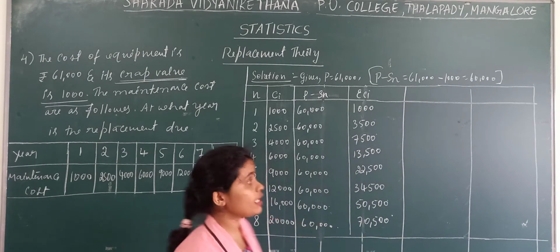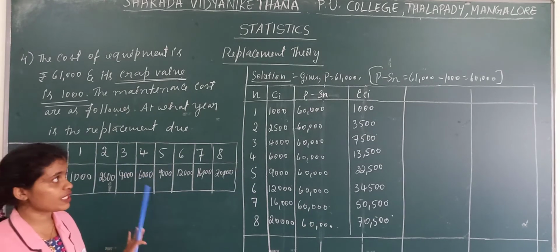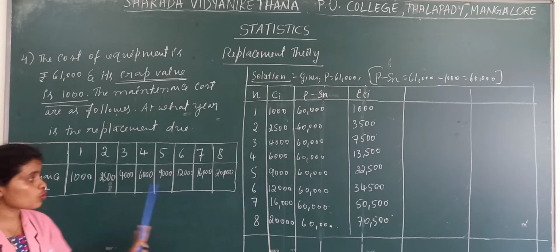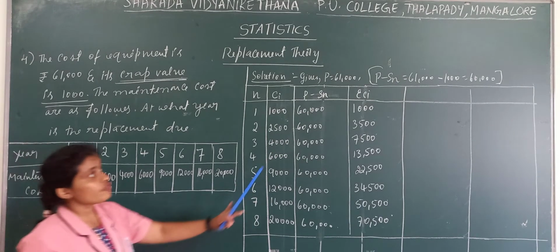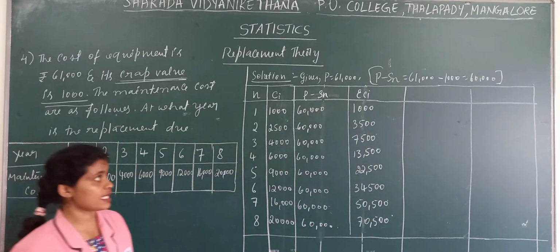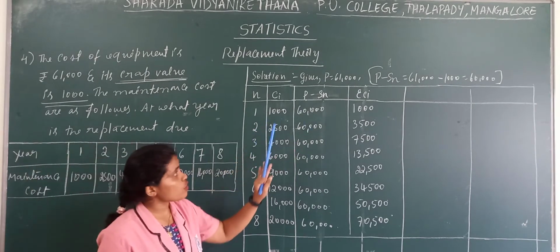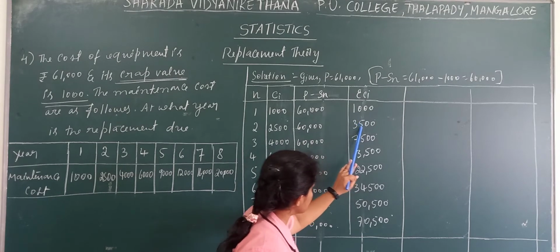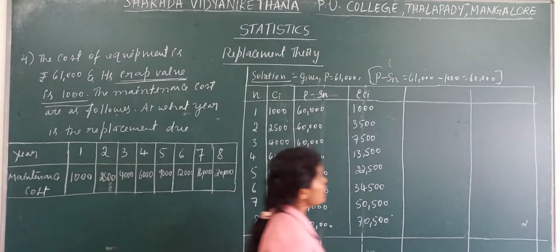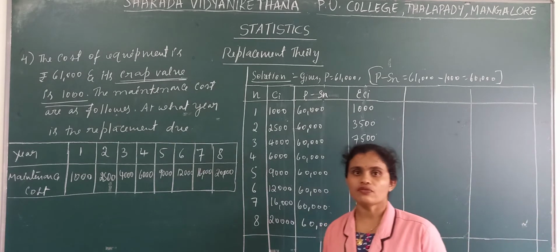So this is the cumulative operating cost. The first column Ci is the operating cost or maintenance cost. Then P minus SN: no need to calculate it differently for different years because we don't have different P minus SN for different years. We already calculated it, 60,000 for all the years. Then the cumulative Ci, the cumulative operating cost. Next we need to find out the total cost of the machine and the annual average cost.